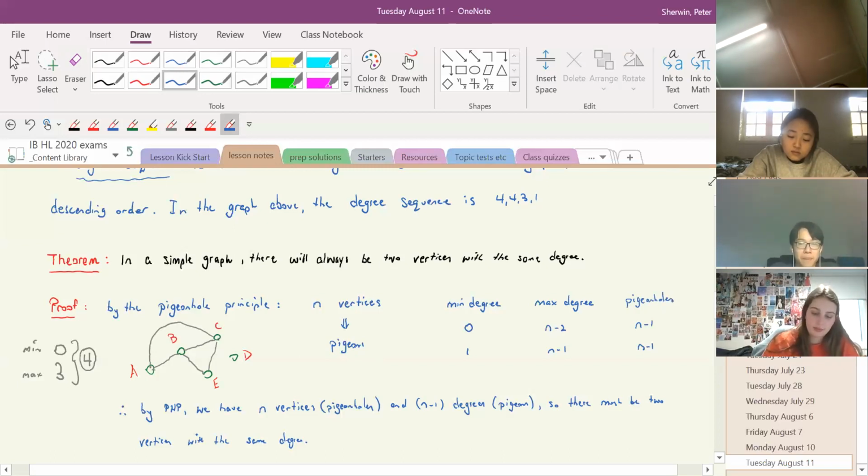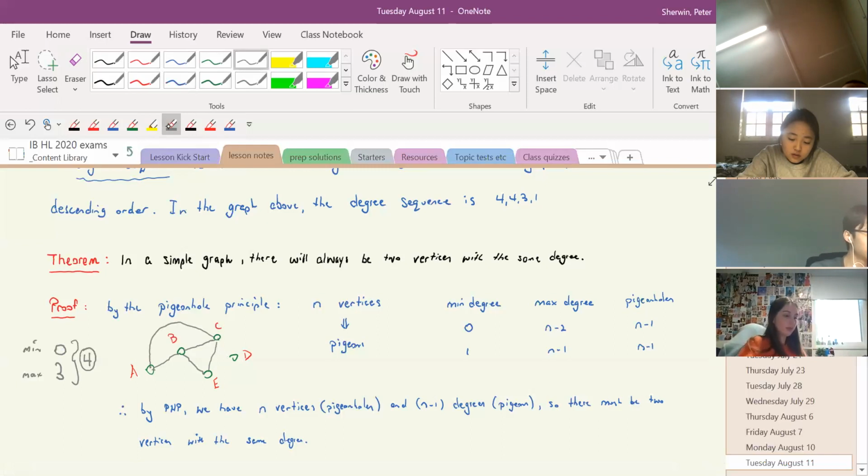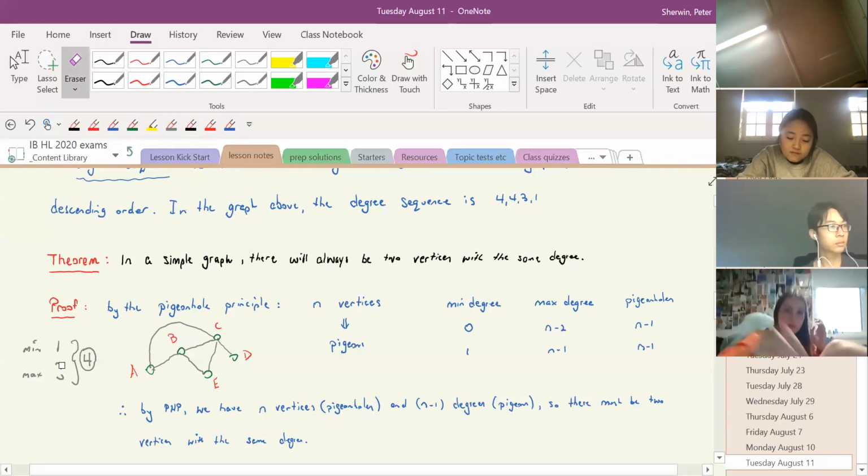All right, so I've got A, B, C, D, and E. I've got 5, and the options for degrees are 0, 1, 2, or 3. So at least 2 have to share the same number of degrees. That's if one of them is left alone. If we join all of them up, the minimum is 1. Then C's got a maximum, so now my maximum is 4.